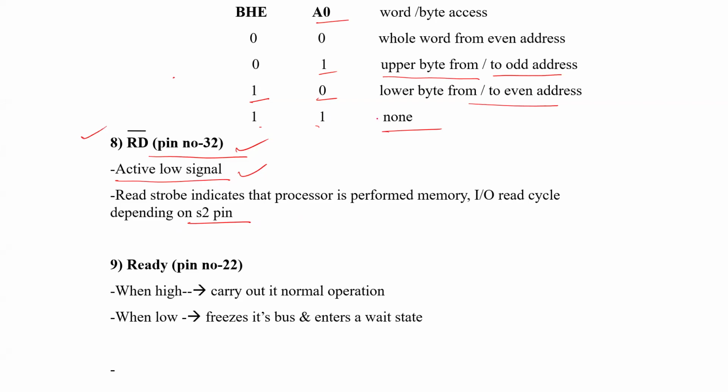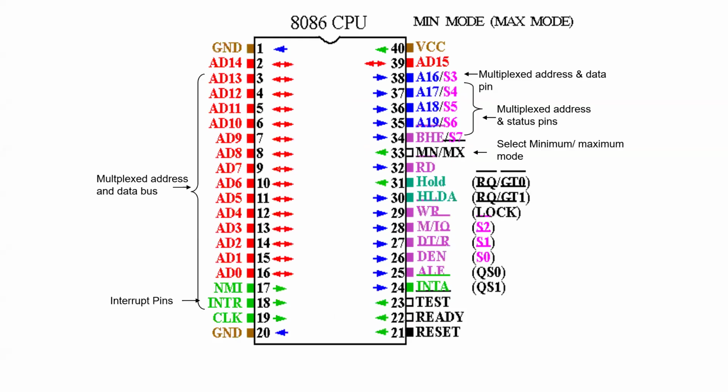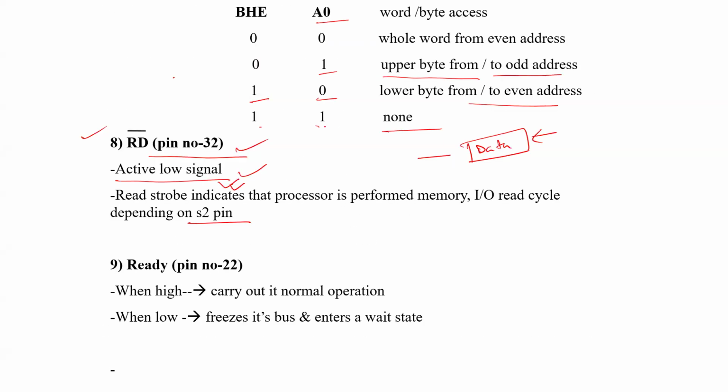So what is read? Suppose any data is already there in the microprocessor. If you want to just read the data, that means just access the data, it is called read operation. Okay, so this signal indicates that the microprocessor is doing the read operation.